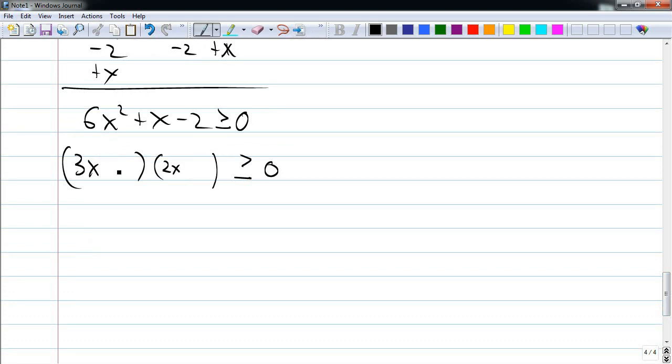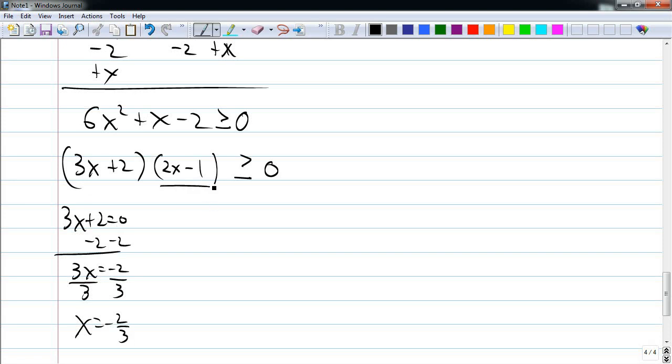And plus 2 and minus 1. I believe these are my factors. This is 0 when x is -2/3. This is 0 when x is 1/2. So this expression is 0 when x is 1/2 and -2/3.